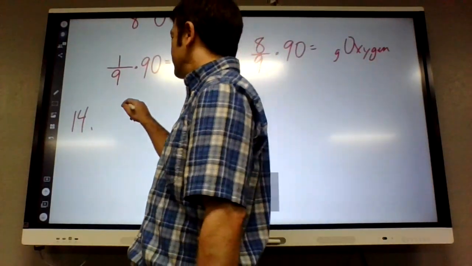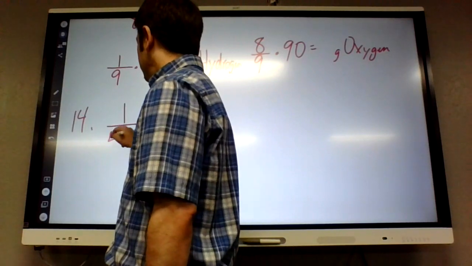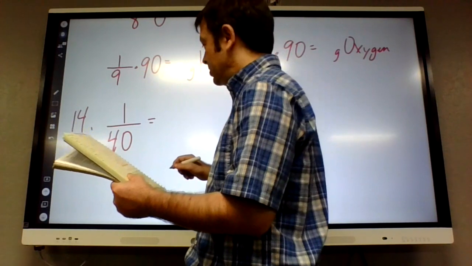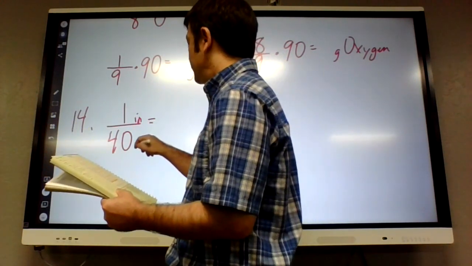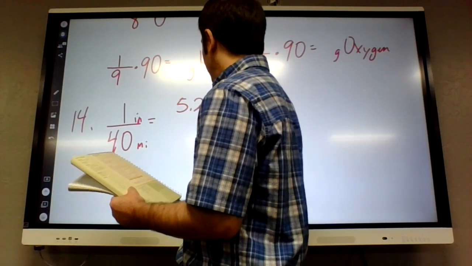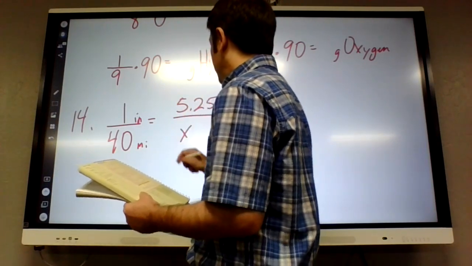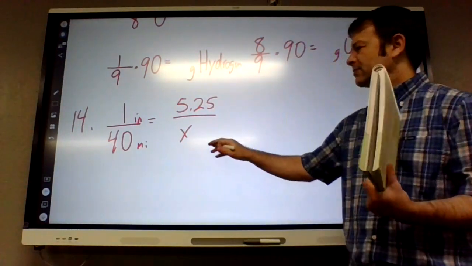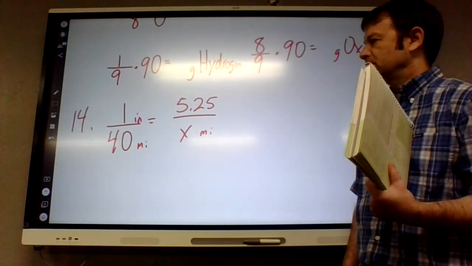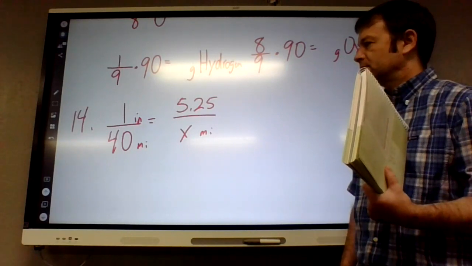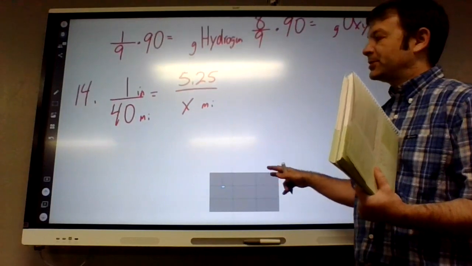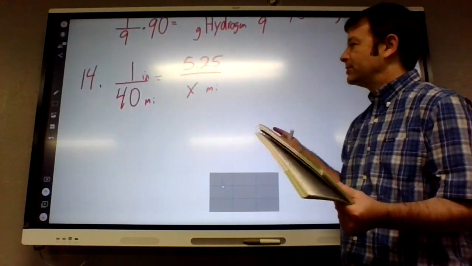So, you can set this up as a proportion. 1 inch is to 40 miles as 5.25 inches is to how many miles? Okay, so you can solve that just like number 11, just cross multiply.